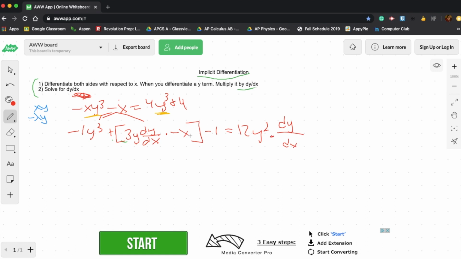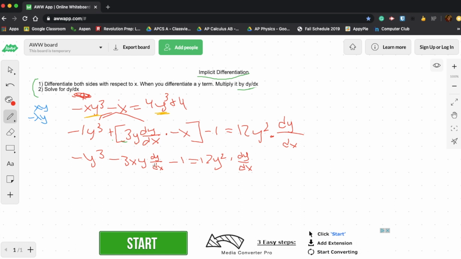Alright, so the next step you do is sort of simplify. So it's going to be negative y, let me make it closer. I feel like this is going to be a big problem. Negative y cubed minus 3xy squared, because you're multiplying 3y squared by x, and minus 3xy squared. We're not forgetting about the dy/dx. Minus 1 equals 12y squared dy/dx. Just a small step that can go a long way.